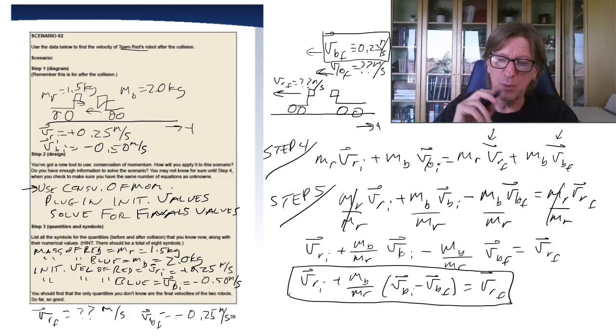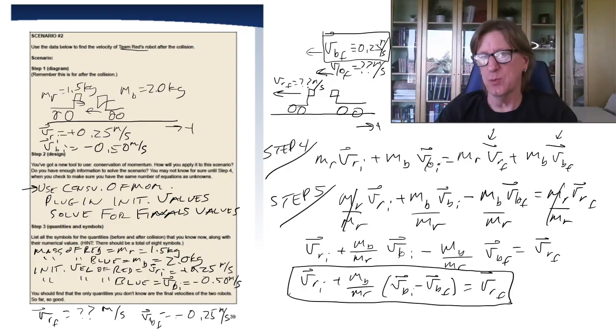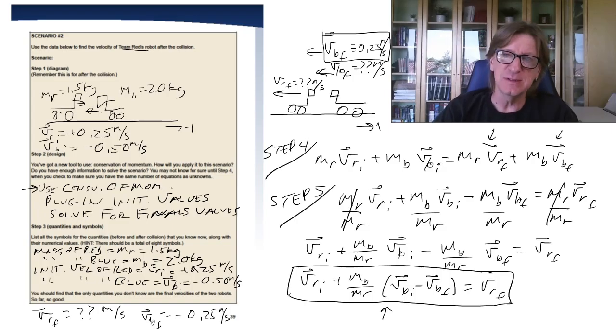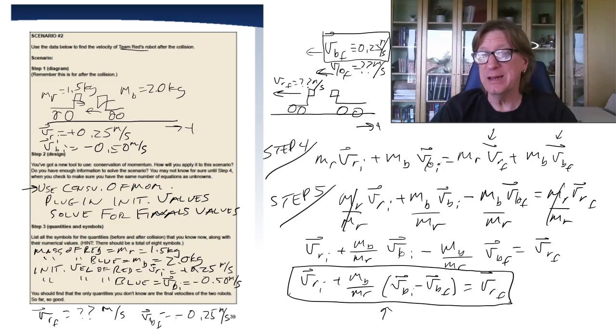However, before we do that, let's look at the physical reality of what this equation is saying. Suppose I don't have a blue robot. Suppose we can simulate that by saying, okay, MB equals 0. So if MB equals 0, this whole middle term right here goes away. And I'm left with VRI equals VRF. Does that make sense? Well, sure, it didn't collide into anything, so it's just going to keep on going at a constant velocity. We don't have any accelerations or anything like that.